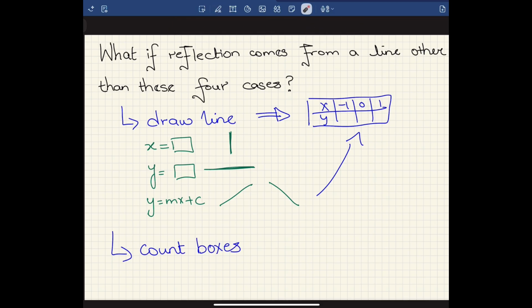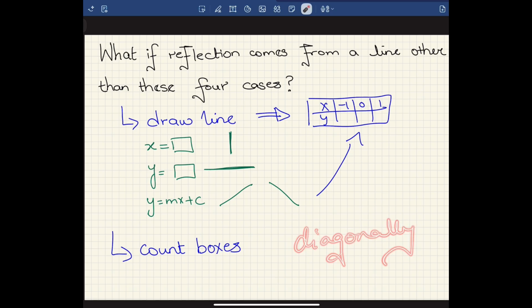Okay, so in case you have a vertical line, you will count boxes horizontally. If you have a horizontal line of reflection, you will count boxes vertically. And if you have a slanting line of reflection, you will count boxes diagonally.